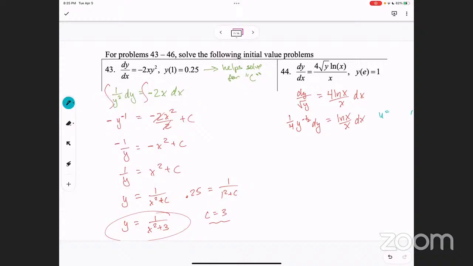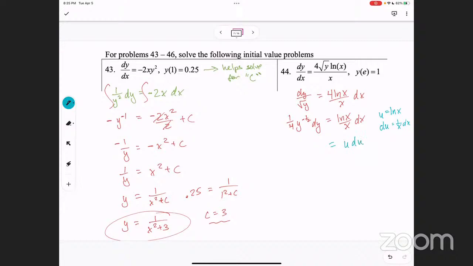So how do you use u-sub? u equals ln of x. What's the derivative of ln of x? Isn't it 1 over x? Oh, yeah, that's what it is. So du equals 1 over x dx. That's why I'm using u-sub, because I can see that it's going to work out nicely for me. So this equals u du, right?